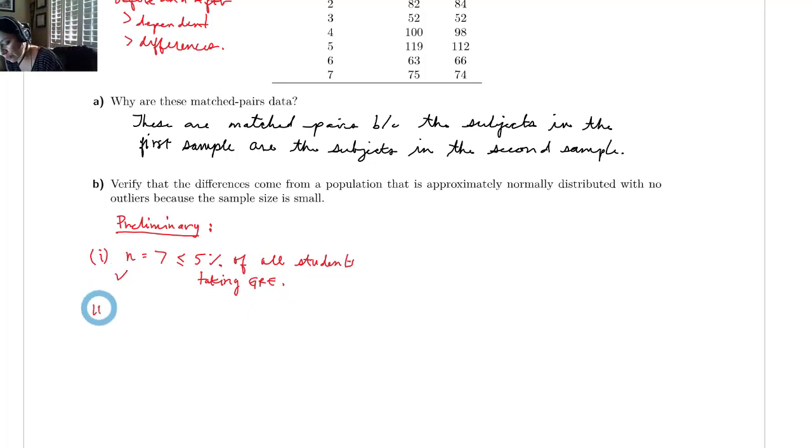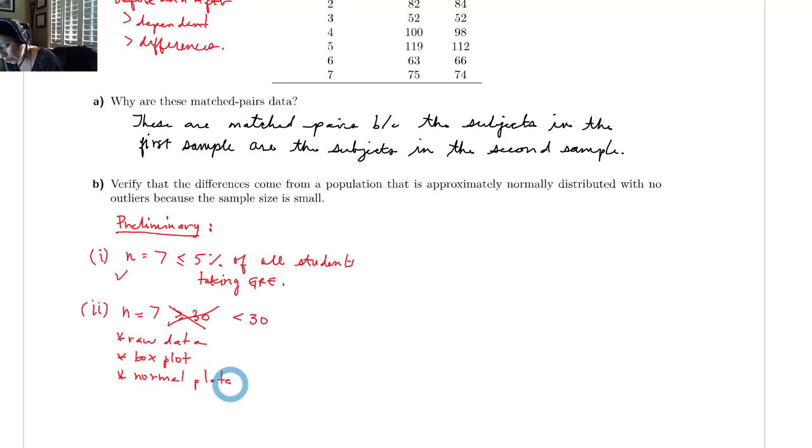And the second part, with means: is the sample size 7 greater than or equal to 30? And the answer is no. In fact, it's less than 30. But again, because we're given raw data, we can go ahead and do a box plot and a normal probability plot. And recall the box plot has to contain no outliers, and the normal probability plot has to show a pattern. Let's go ahead and do that.